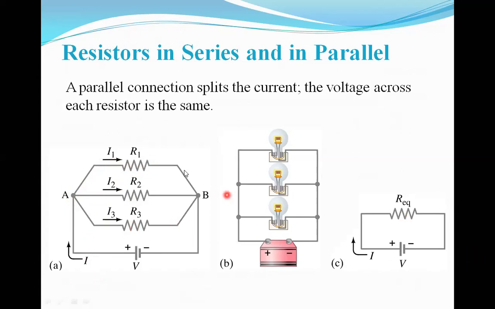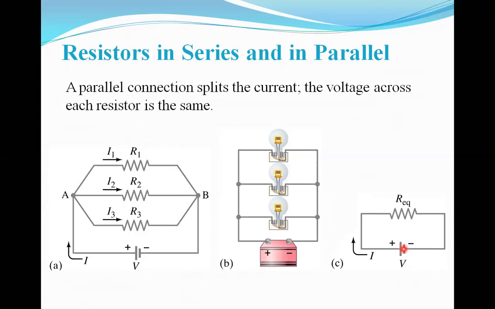This is the equivalent. If we take the resistances in parallel, then the equivalent resistance we can measure in this way. We can construct it as a single resistance, saying that this is the equivalent resistance of R1, R2 and R3 when they are connected in parallel, and this is the EMF source which we have given.